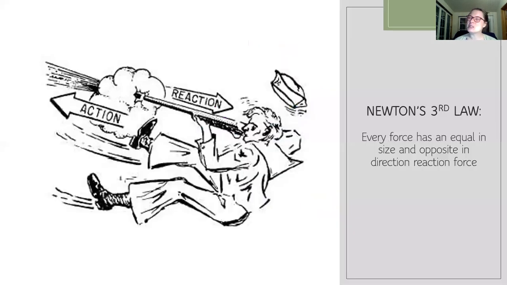Okay, Newton's third law, the very last one. His third law says that every force has an equal in size, opposite in direction reaction force. This is a great little graphic. You shoot off a gun, not that I have a whole lot of experience with guns, but if you shoot a gun, it pushes back on you. Okay, so what pushes the bullet forward pushes back on you, and you can feel it push you back.